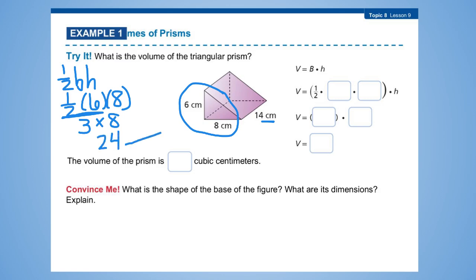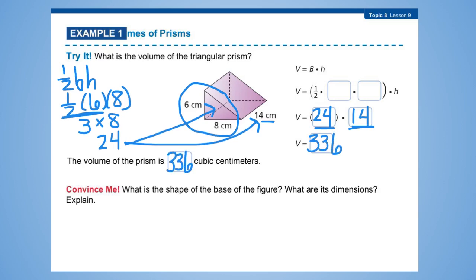So the base of this prism is 24, but I'm not done yet because I don't just want the area, I want the volume. So I'm going to take that 24 and multiply it by 14 layers. So we find the area of the base times the height. The area of the base is 24, the height is 14. When I multiply them, I get 336. So that is my volume.